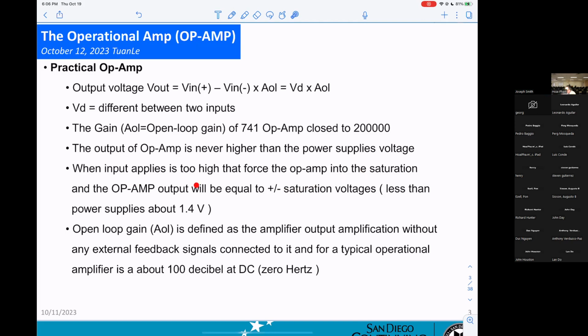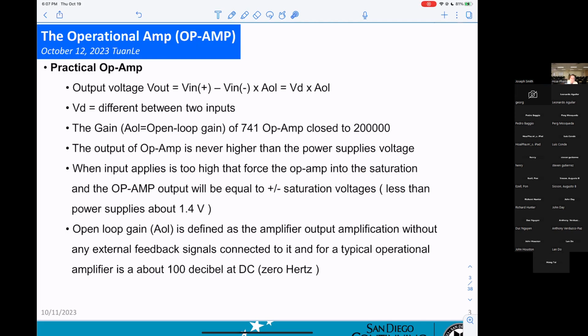And the op amp output will be equal to plus or minus the saturation voltage. That voltage will be less than the power supply, by about 1.4 volts. That means if you're using a 15 volt or minus 15 volt power supply, the maximum output of the op amp may be equal to 15 minus 1.4, which will be less than 15 volts.